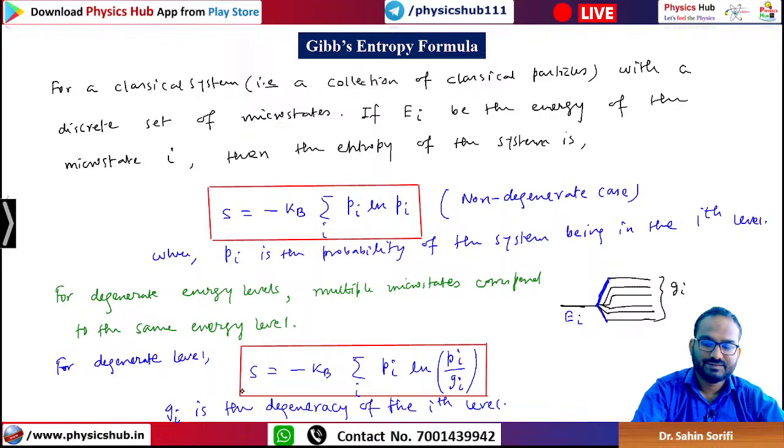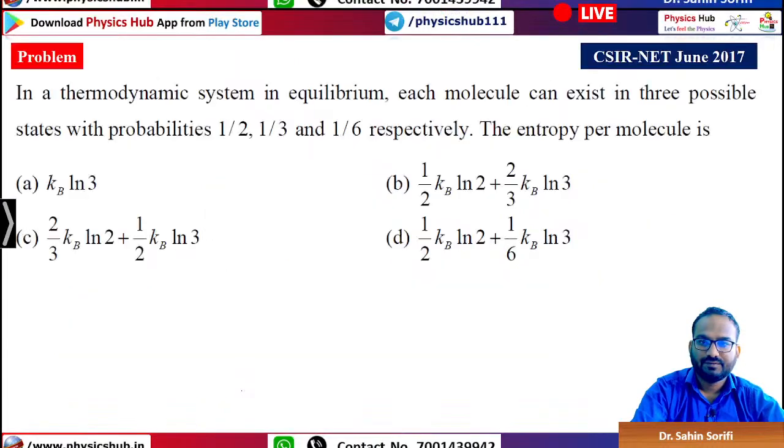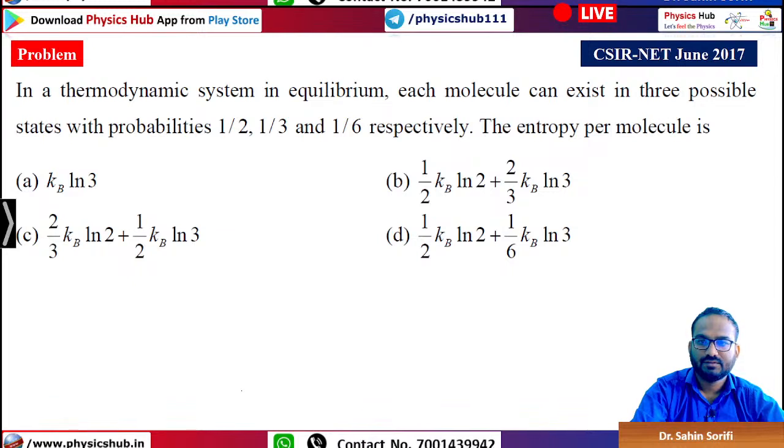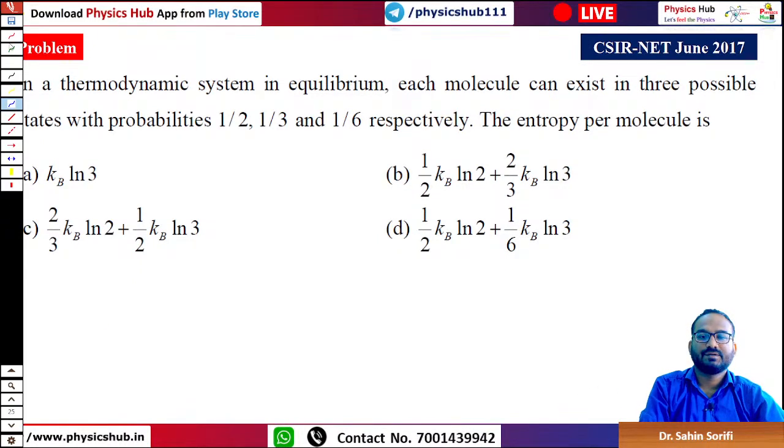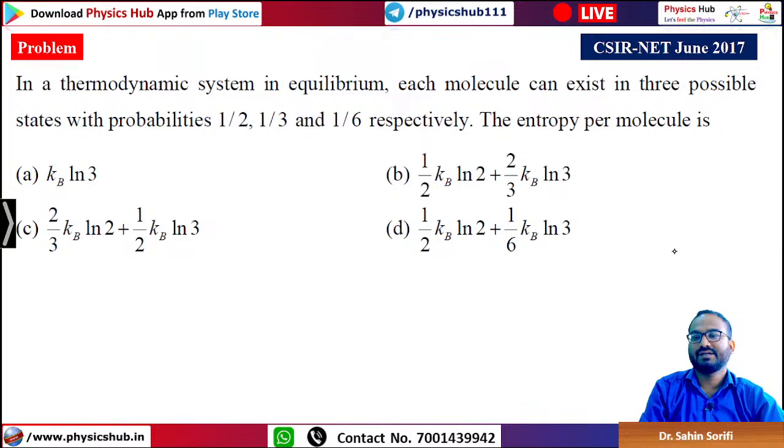Any question from this? This is also known as Shannon entropy. If there is no question, you can go for this problem. In a thermodynamic system in equilibrium, each molecule can exist in 3 possible states with probabilities half, 1/3 and 1/6 respectively. Entropy per molecule each. So just put in the formula.